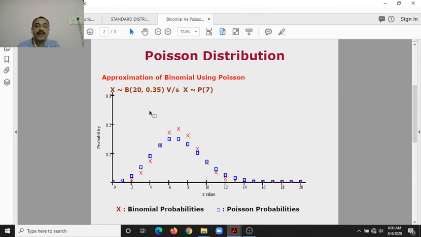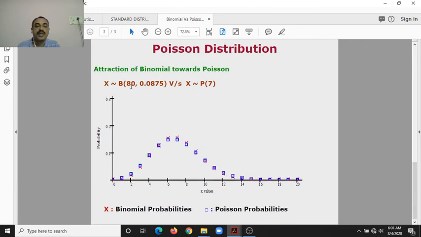That means when n tends to infinity and p tends to 0, the probabilities of the binomial distribution become very close to the probabilities of the Poisson distribution. In the next graph we take n as 80 and p as 0.0875. Again, we can see that the value of lambda, that is n into p, is 7 itself. In this case, we observe that the probabilities using the binomial distribution and the Poisson distribution coincide with each other. They become one and the same.